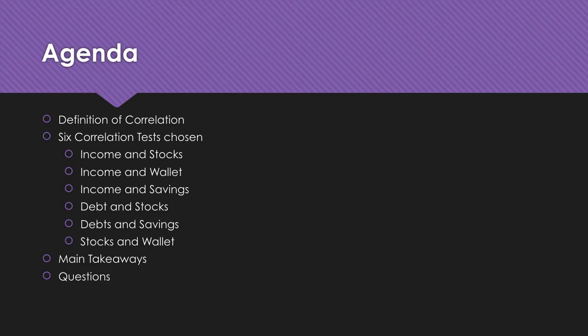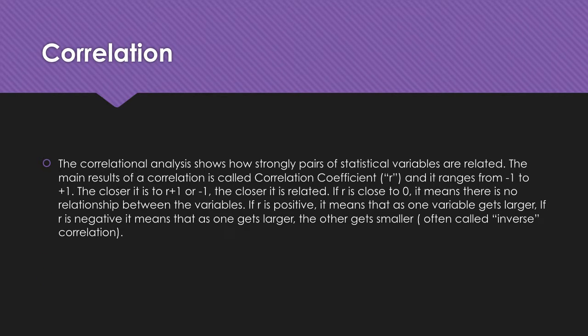So we'll start with the definition. Correlation. The correlational analysis shows how strongly pairs of statistical variables are related. The main result of a correlation is called the correlation coefficient, usually denoted by the letter R, which I'll use throughout the presentation. And it ranges from -1 to +1. So the closer it is to +1 or -1, the more related it is, and the closer it is to 0, the less related it is.